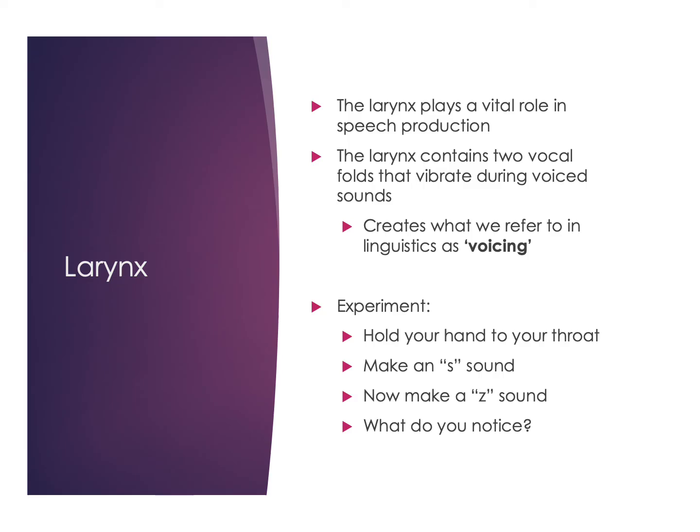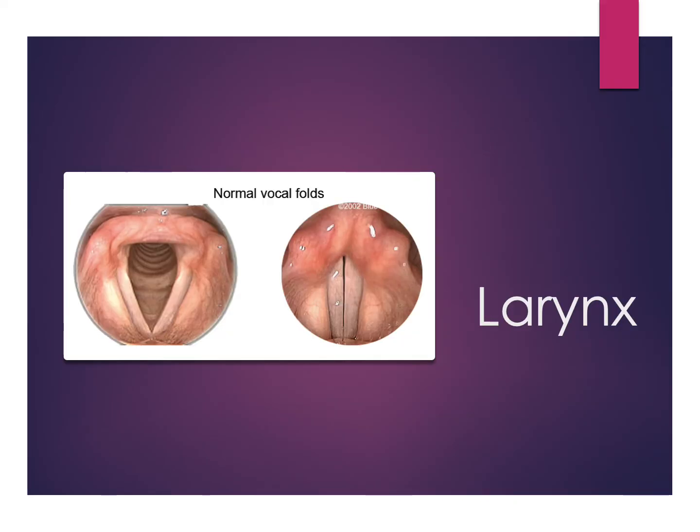And the only difference between an S and a Z sound is whether or not we're vibrating our vocal folds. You may have noticed your mouth didn't move at all when you were making those two different sounds. They're made exactly the same way in our mouth. The only difference is that voicing distinction. And it looks a little like this in your throat.